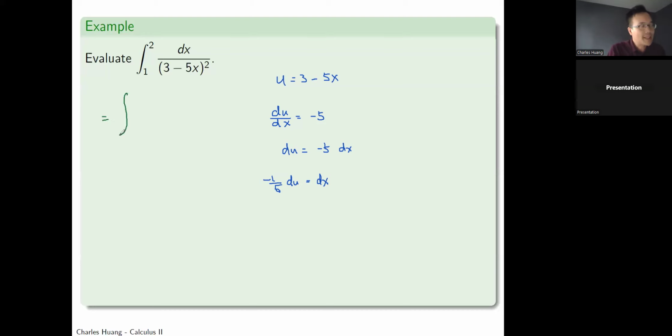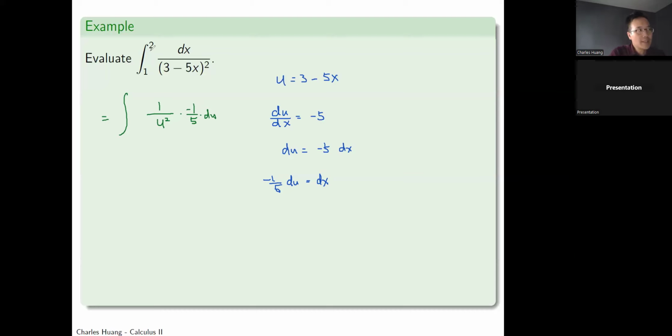When we integrate, the dx became -1/5 du at the end. So dx becomes that. Whatever is left, 3 minus 5x, that's part of my u, right? So I have 1 over u squared times -1/5 du, like that.